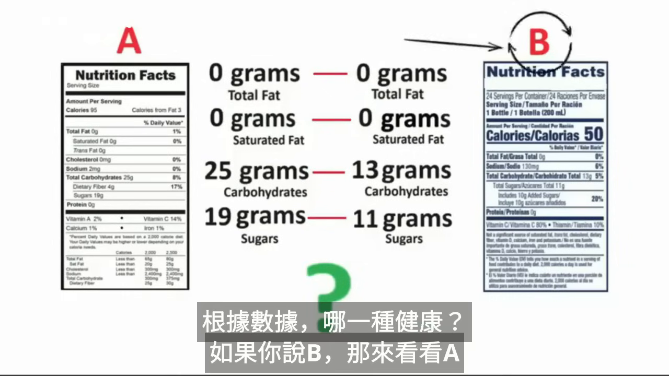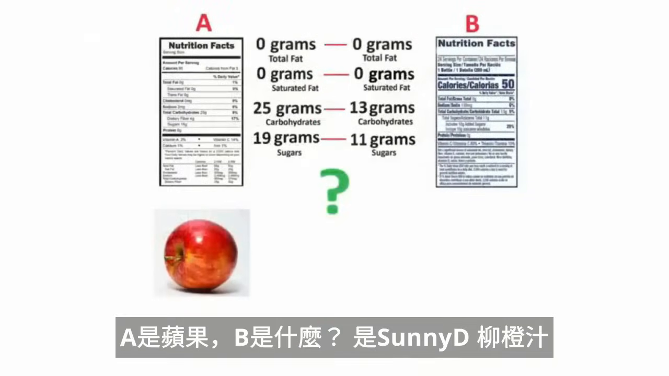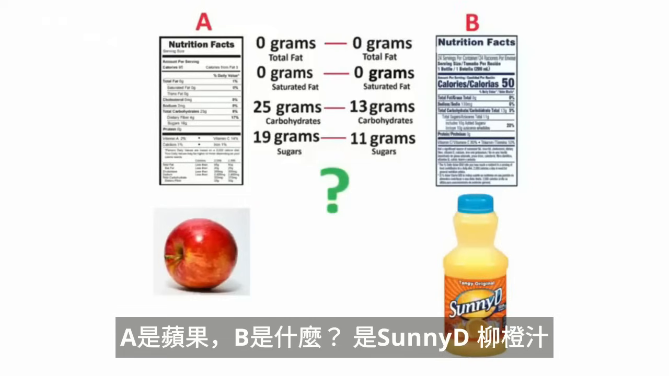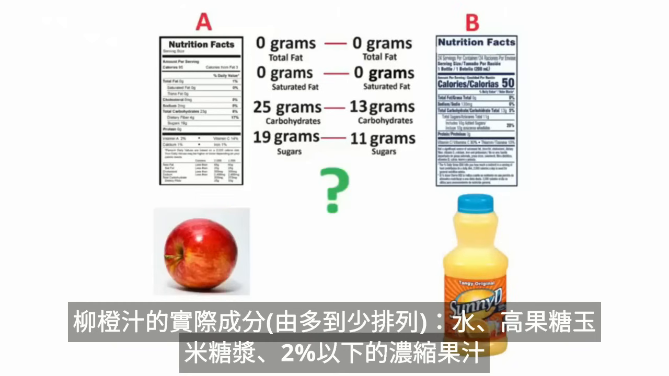If you said B, okay, let's take a look at A. A is an apple. Let's take a look at what B is. Oh, what's that? That is something called Sunny D. It's like an orange drink. But let's take a look at the actual ingredients in this orange drink.